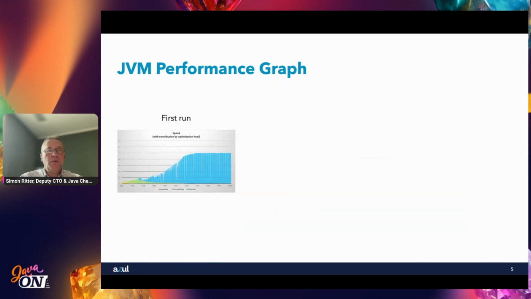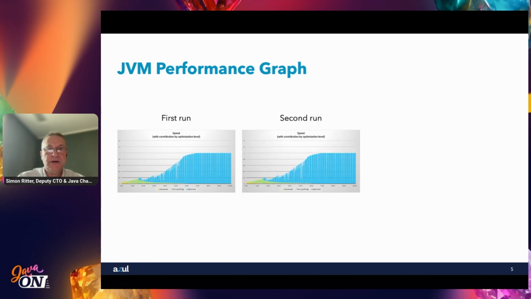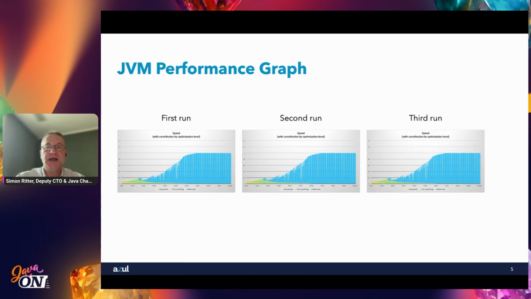So as I said, the problem that we face is that when we run our application for the first time, we will see this kind of graph. When we run the application a second time, we see exactly the same thing. We're going through the same process of identifying the methods, compiling, recompiling, and so on. Same warm-up shape to the graph. And if we run it a third time, we'll see the same thing. And that can happen again and again and again.